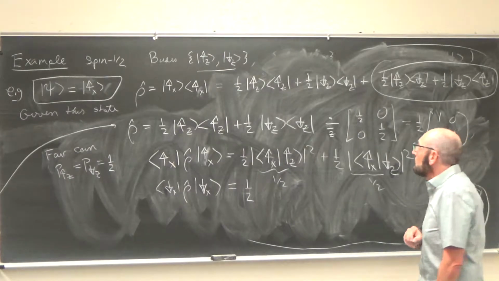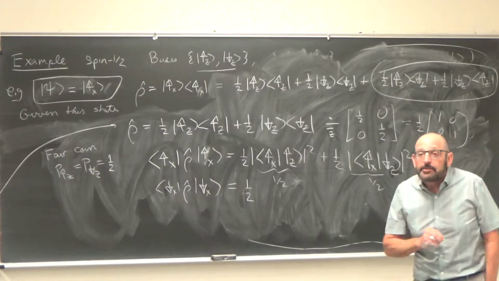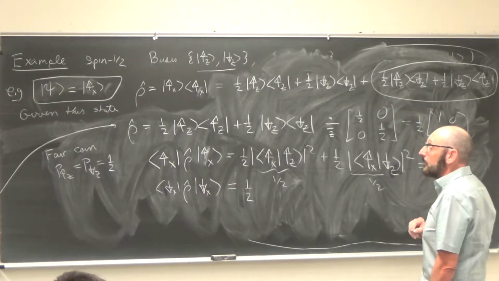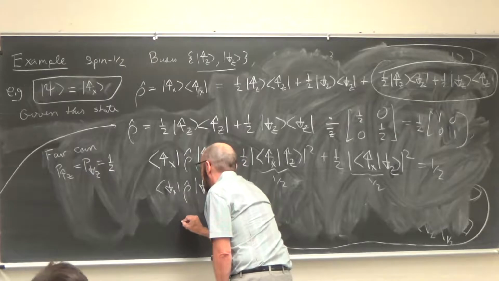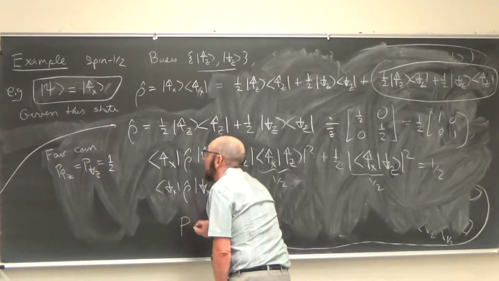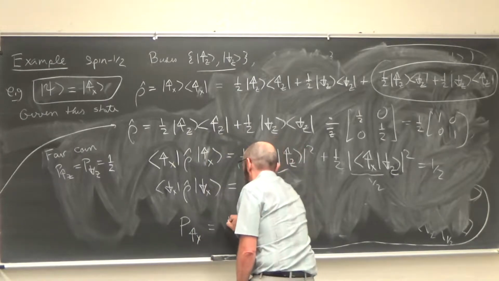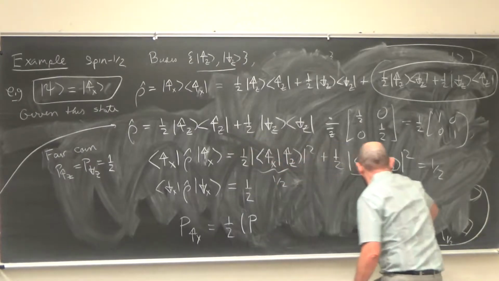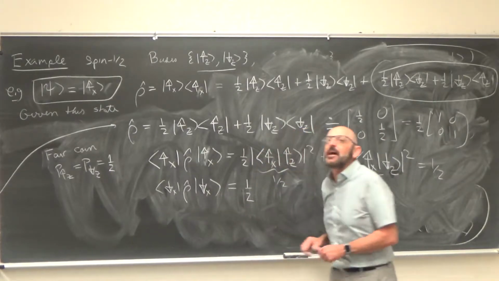Right. If I had a biased coin, one that had a different probability of finding up and down along Z, then I can calculate this equivalently. I can say the probability of finding, say, up along X would be equal to a half times the probability. I'm not going to do that because that's always going to be the same thing. So never mind about that.